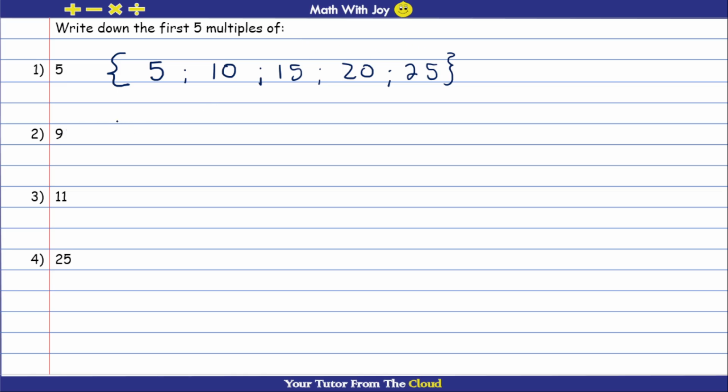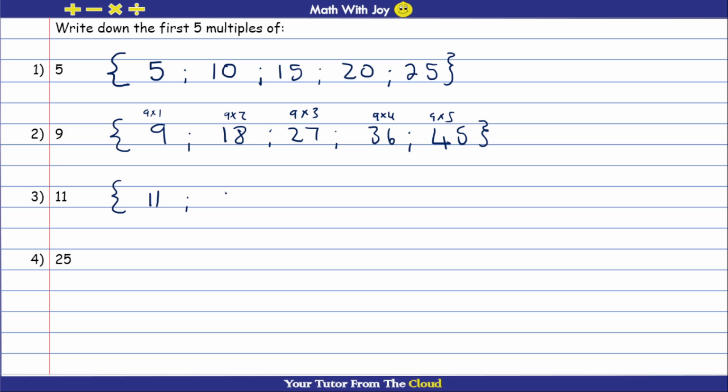And then here the first 5 multiples of 9. You can say 9, 18, 27, 36, 45. So you're basically counting in 9s, or you can say 9 times 1, 9 times 2, 9 times 3, 9 times 4, 9 times 5. The first 5 multiples of 11 will be 11, 22, 33, 44, 55. These ones are very nice to learn. Make sure you learn them.